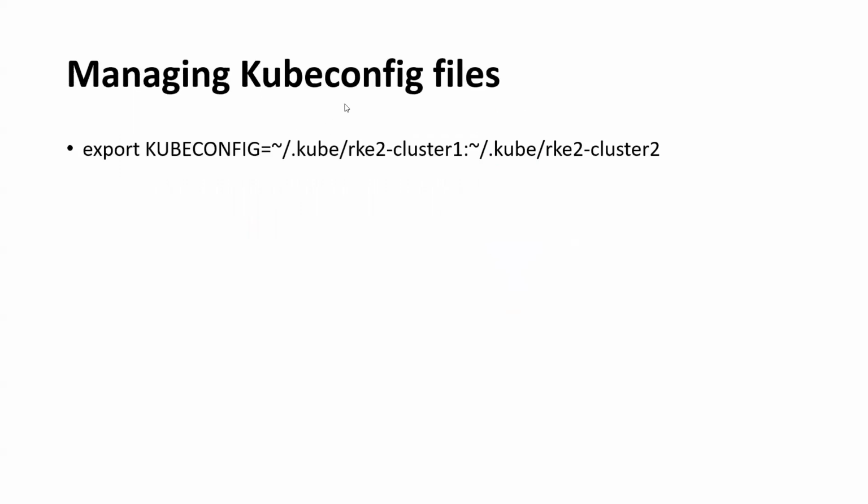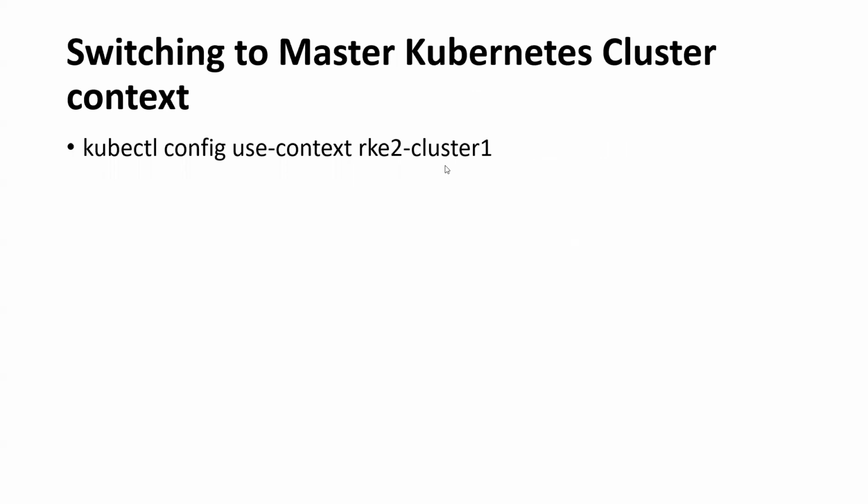So the first step is to manage the kubeconfig file. We'll manage it using this command, export KUBECONFIG and the location of the config files. Next, we'll switch to the Kubernetes cluster context so that we can add the cluster to the ArgoCD server.